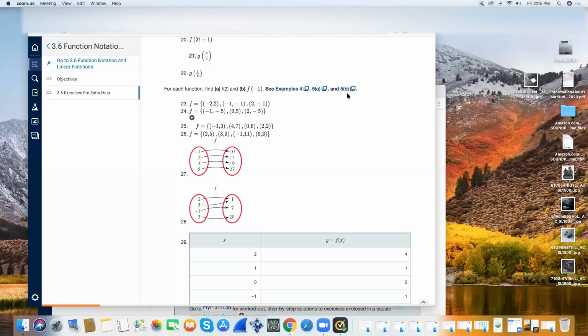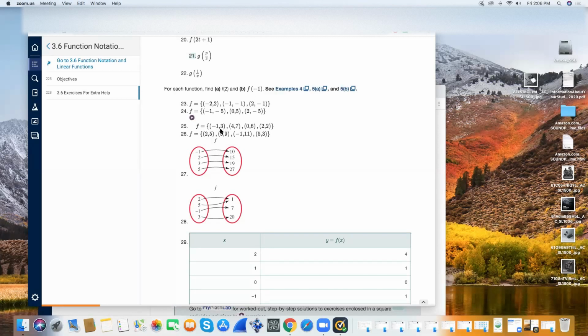All right, so that I can share the screen. I don't need the board for this one. Okay, so you're talking about 24. I'll show you how to do 23. We have a function here. The function has a pair of numbers: -2 and 2, -1 and -1, 2 and -1. So f of -2 is just 2. f of -1 is just -1. And f of 2 is just -1.